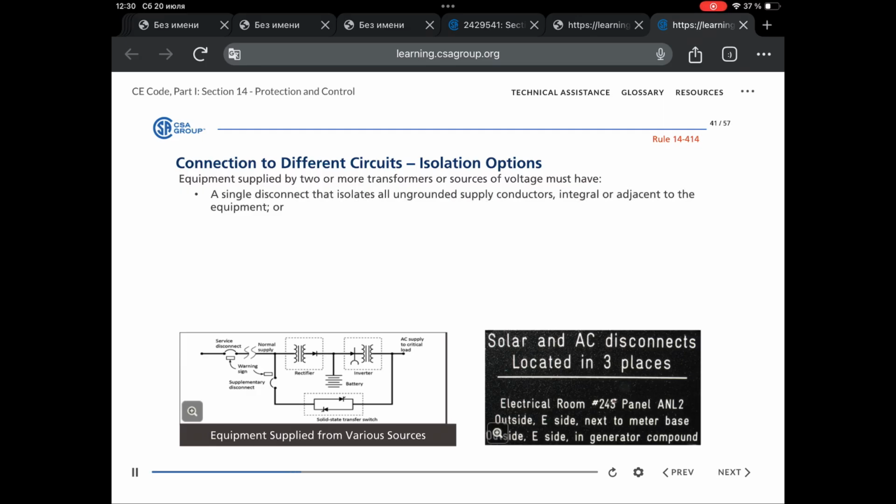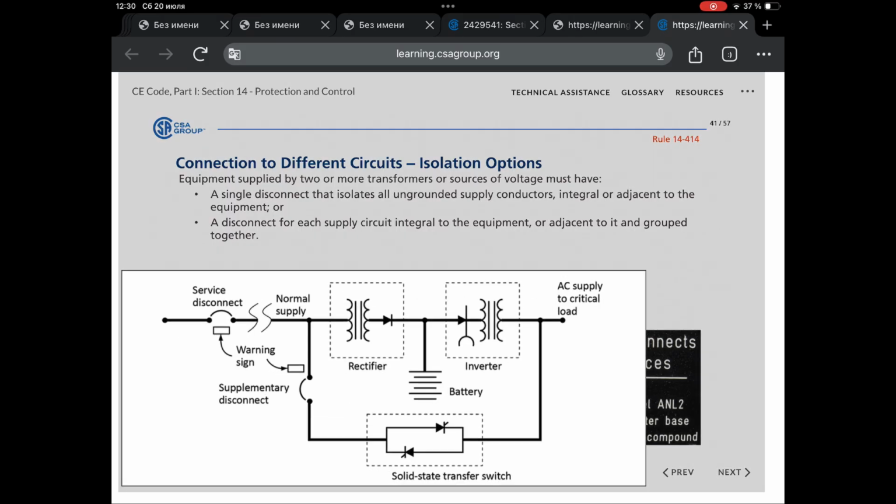One option is to have a single disconnect that safely disconnects all the ungrounded conductors supplying the equipment. Another option is to have separate disconnects for each system. If this option is used, it is necessary that the disconnects are grouped together at a single location, and that warning notices are placed at each disconnect to indicate that the load has more than one source of supply, as shown in the picture. This will let operators know that all disconnects must be open to ensure complete disconnection.